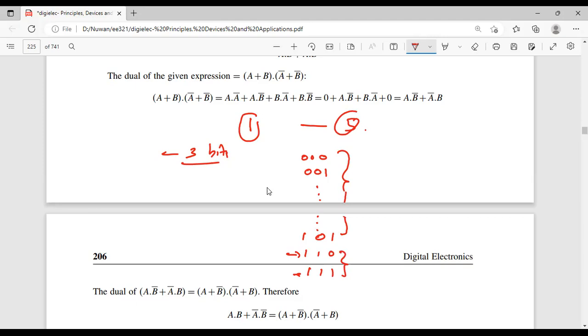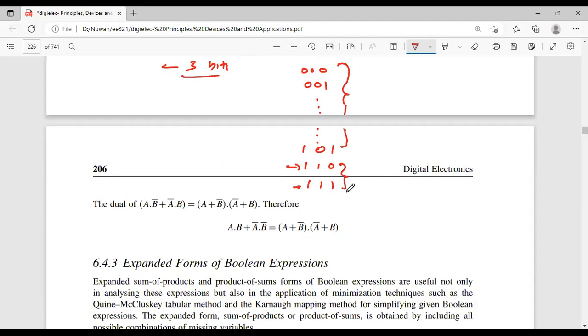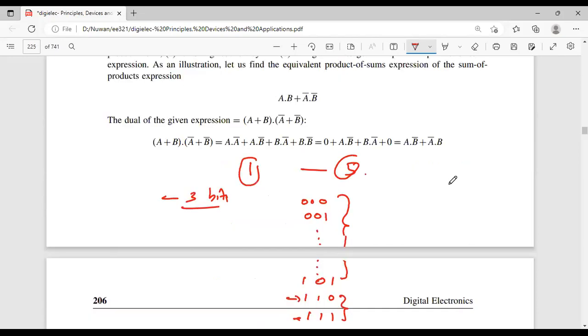So first you have to draw the state diagram. It is very easy. You have to start at 0 0 0, then you have to come to 0 0 1. The next state is 0 1 0, which is 2.